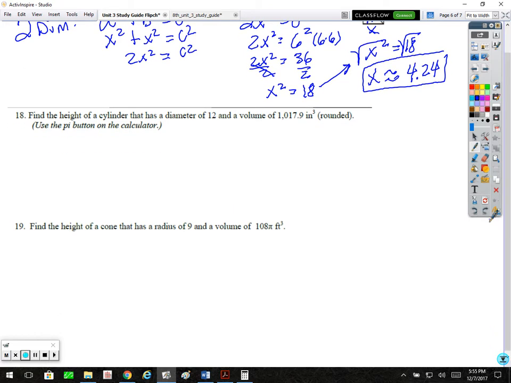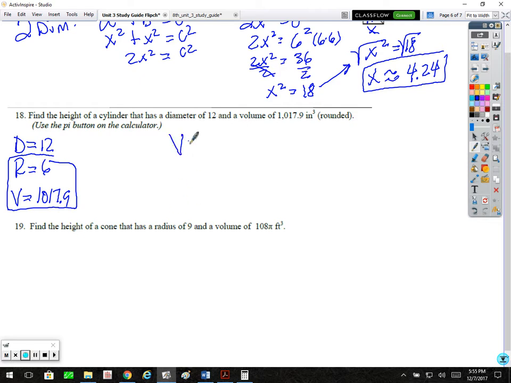Alright, finding the height of a cylinder. Now we've got something a little different here. We're looking for height when I know volume. Well, we're talking about cylinders and we're talking about diameter. So what I have is diameter equals 12, which means the radius is going to equal 6, and the volume is 1017.9. So those are the 3 things I'm given, and here are the 2 that I will be using. So we're talking cylinder. So let's fill in our cylinder.